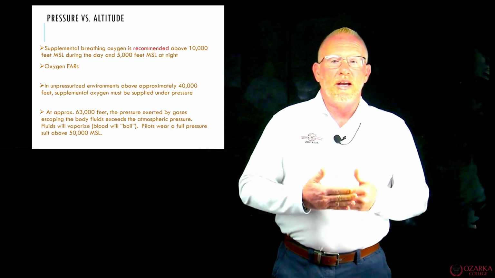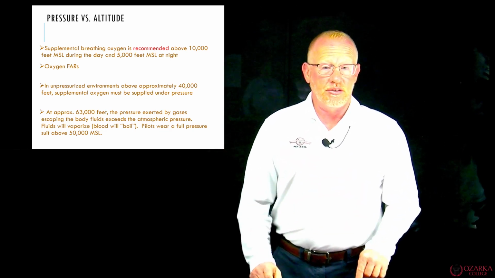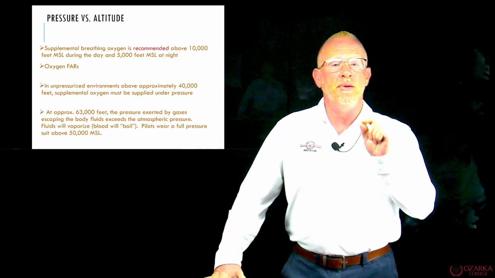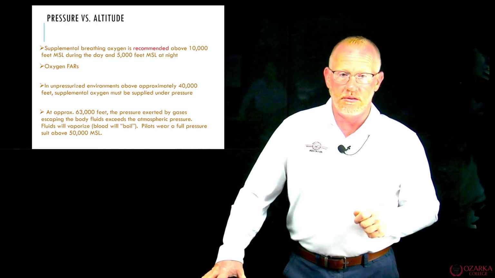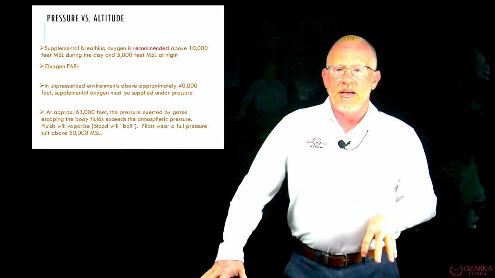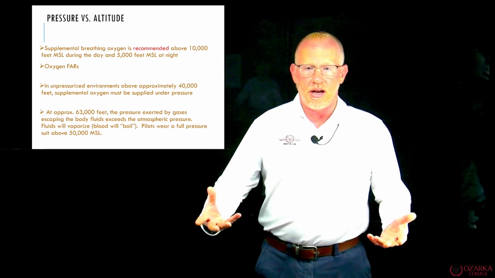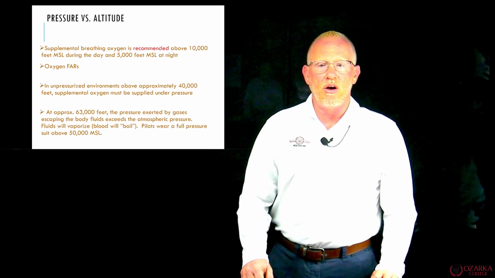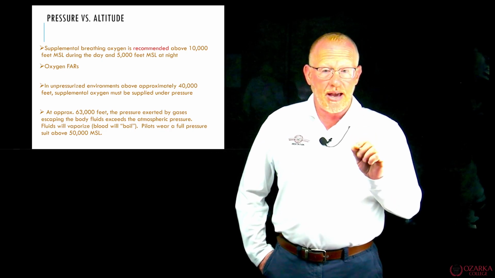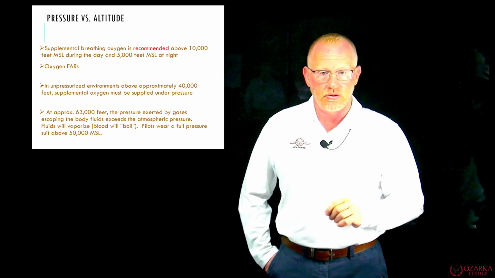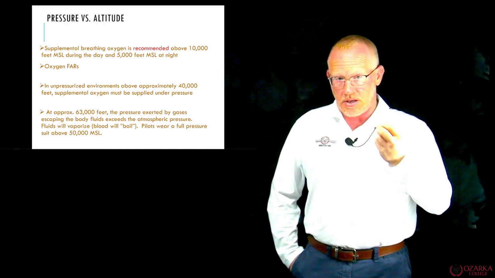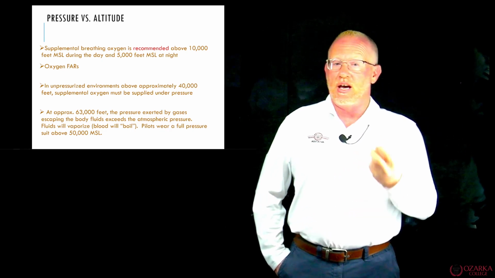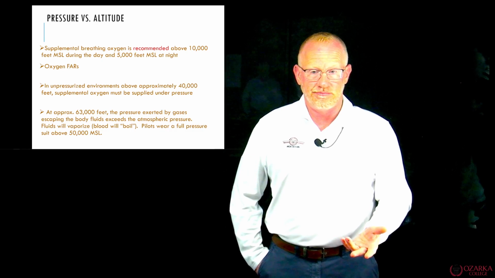Supplemental breathing oxygen is recommended above 10,000 feet MSL during the day and 5,000 feet MSL at night. Now there's a key word there, recommended. It's not a requirement, it's recommended, all right? In an unpressurized environment such as an aircraft, above approximately 40,000 feet, supplemental oxygen must be supplied under, keyword, pressure. Has to be supplied under pressure. Why? Our bodies can't absorb it. So if it's not under pressure, we're not going to be able to use it. Okay?